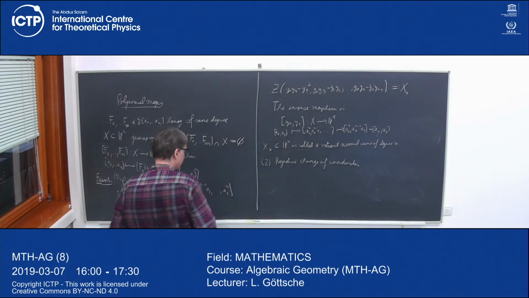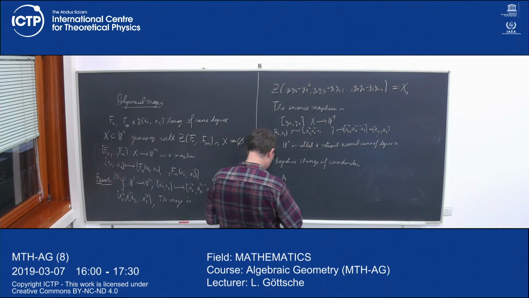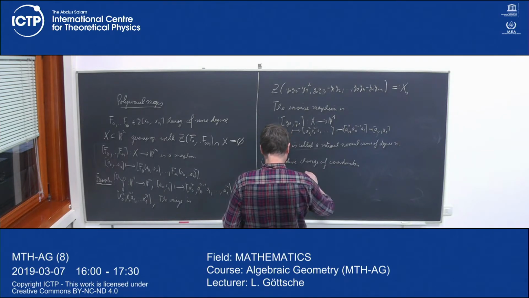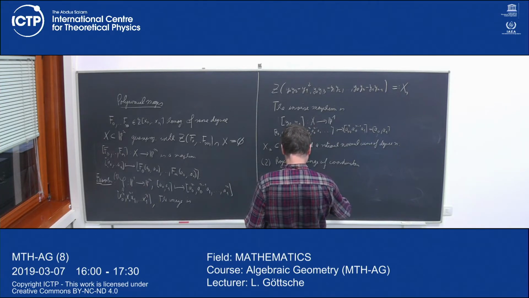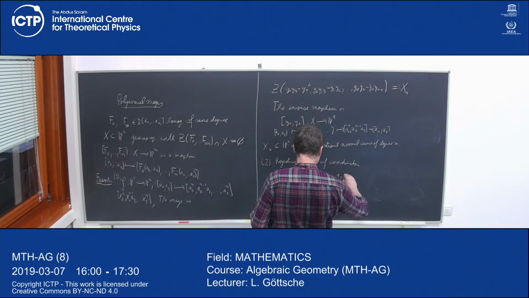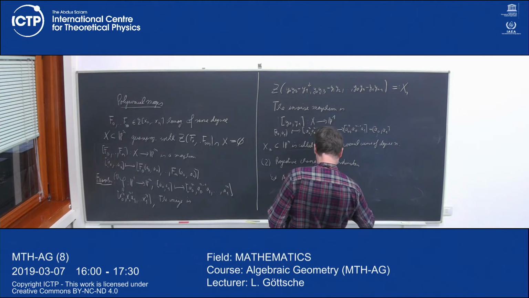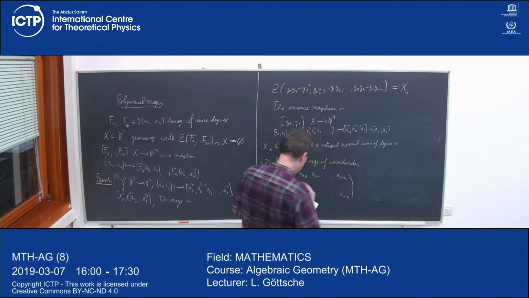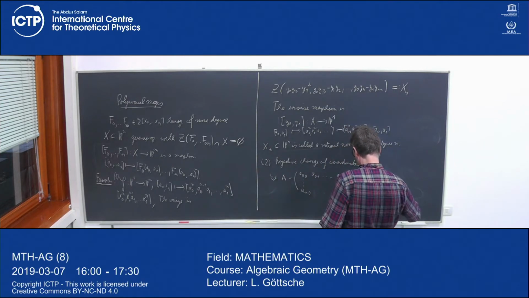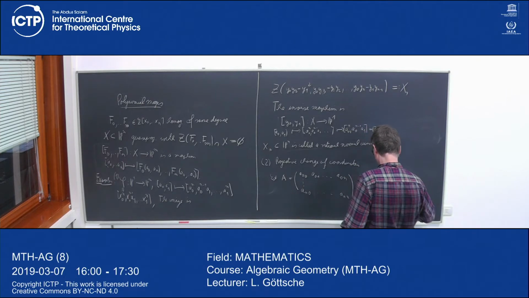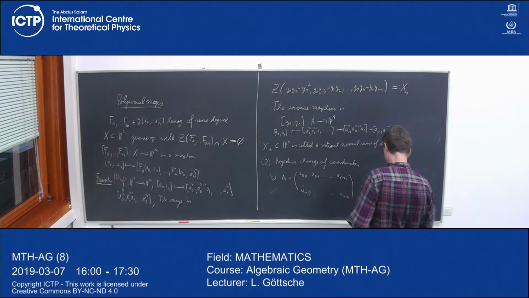So this is just the following. Let's take any square matrix A, an n+1 times n+1 matrix. So this is an invertible n+1 times n+1 matrix with coefficients in k.